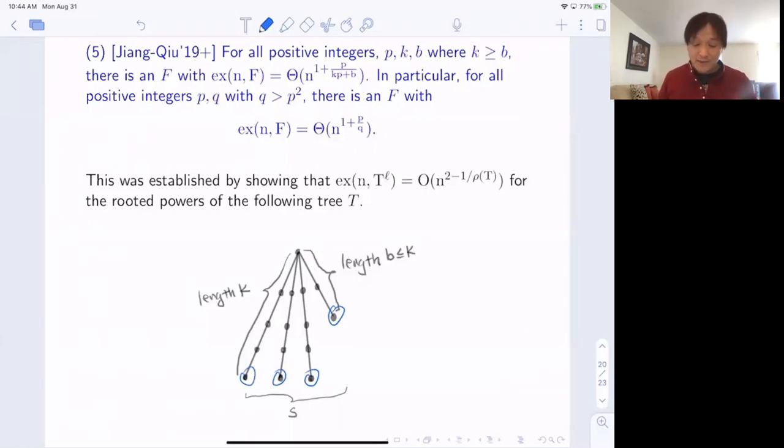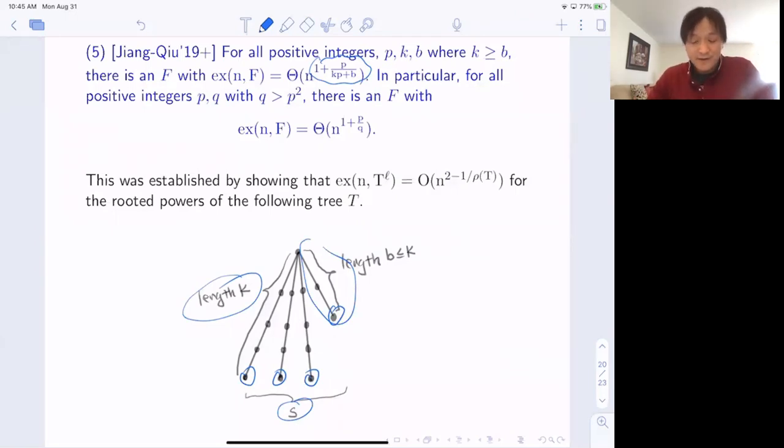Okay, so what's nice about this result is now you have a 3-parameter sequence, P, K, and B. So here I wrote P. P is really just S minus 1. Because here you see you can adjust how many legs you have, how long most of the legs are, and how long the short leg can be. You can adjust all 3 parameters. So that gives you a 3-parameter sequence.